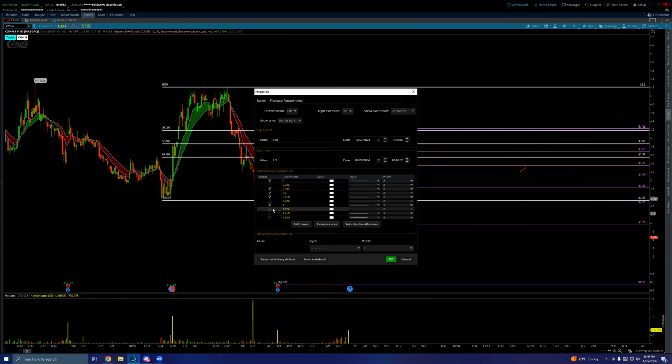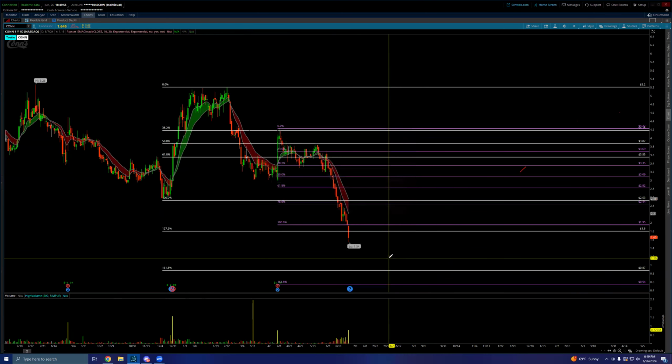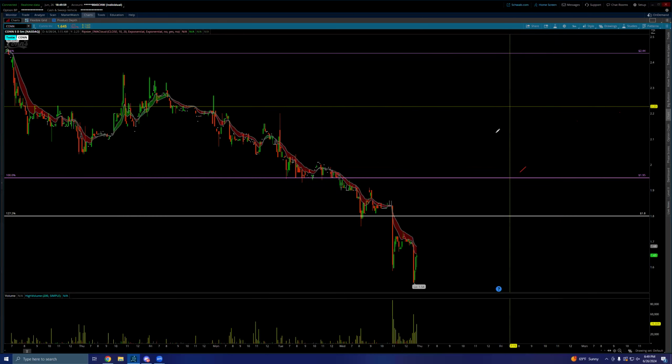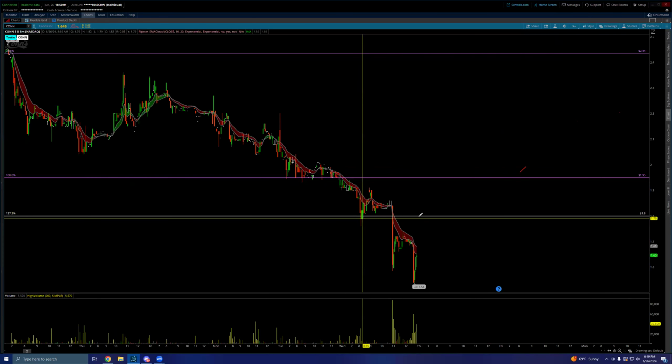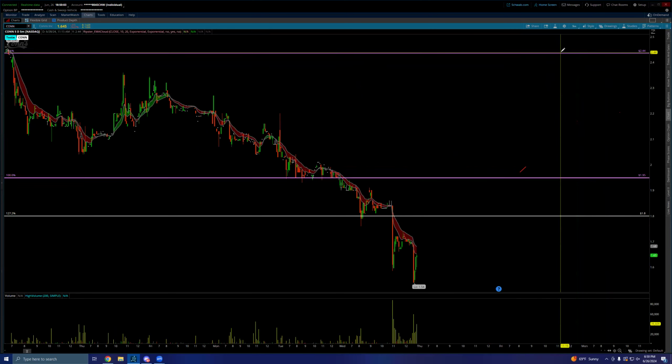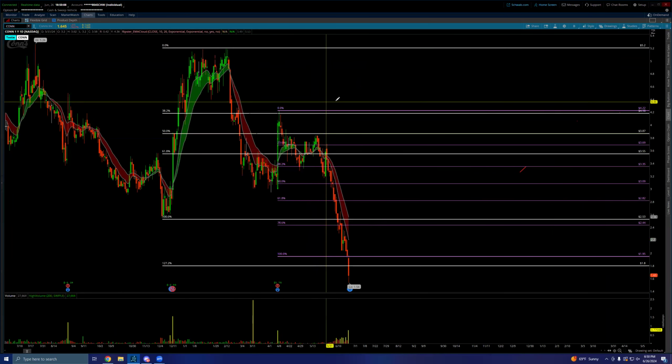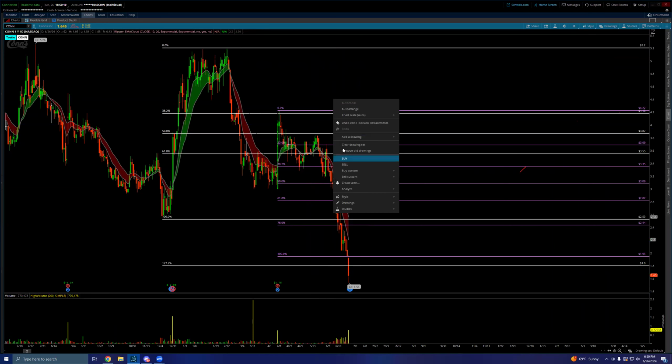And add our extensions to days. Okay, so we broke a logical target here, 1.8. Let's see if there's any reaction to it intraday. Not really. So with these low volume names, it doesn't really matter what you do. These things are moving based on something completely different.